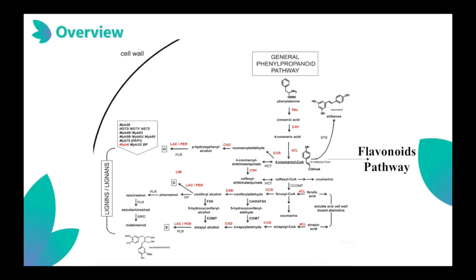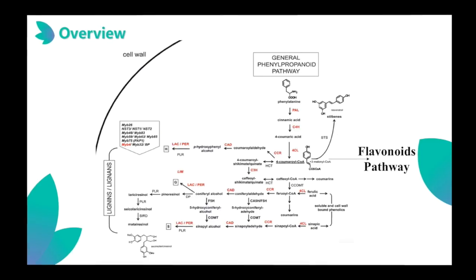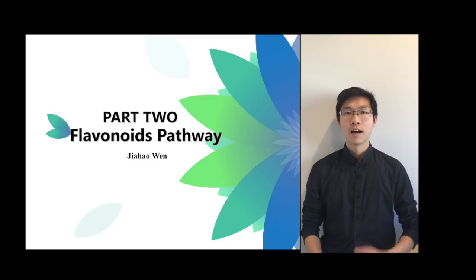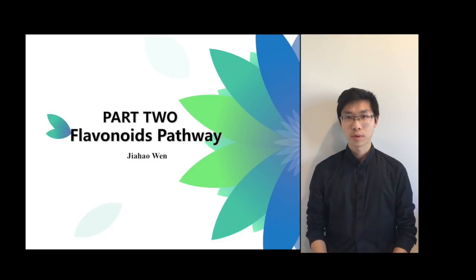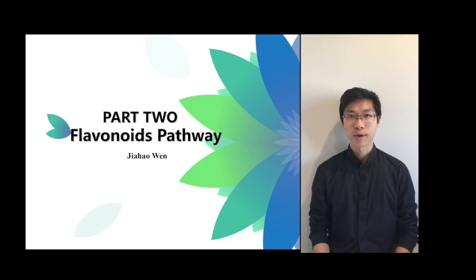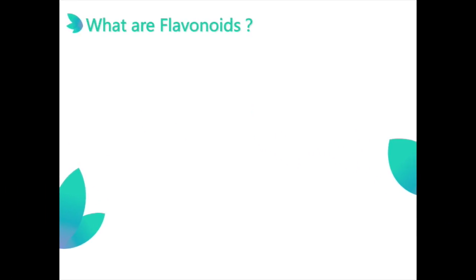Then Jia Haowen will introduce the flavonoid pathway. After understanding the general phenylpropanoid pathway, we know this pathway will lead to lignan and lignin biosynthesis. Now, let's talk about the subsequent stage called the flavonoid pathway, which will lead to flavonol and anthocyanins and other products. First, we need to know what flavonoids are.